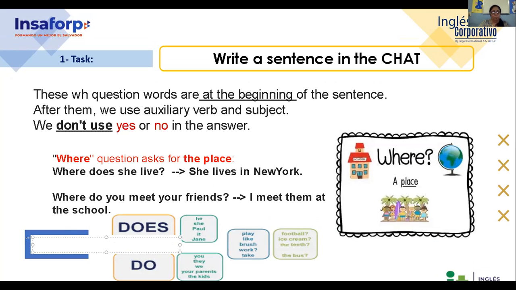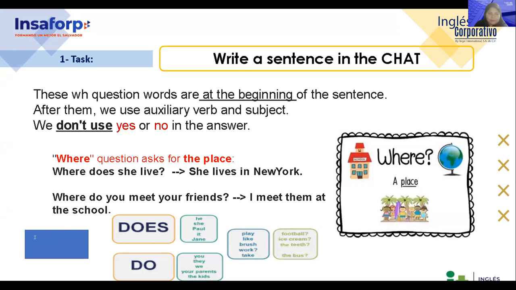Ustedes acá les dejo que ubiquen cualquier double H question, pero recuerden que ahí tienen que hacer match y compaginar con lo que están diciendo, ¿verdad? Por ejemplo acá, where does he play football? Está bien con where. La siguiente, what does she like? ¿Qué le gusta? El sorbete. Otra, why does she like ice cream? ¿Por qué le gusta el sorbete? So how about the next one, Paul? Does Paul brush the teeth?